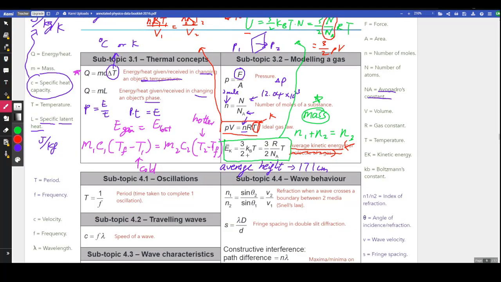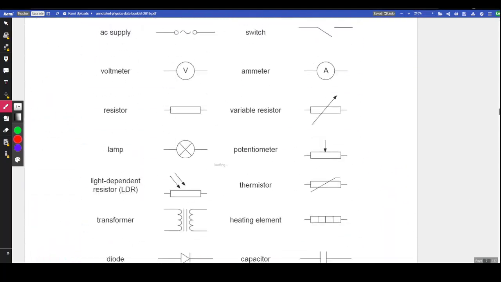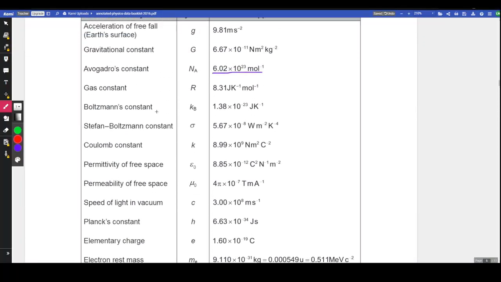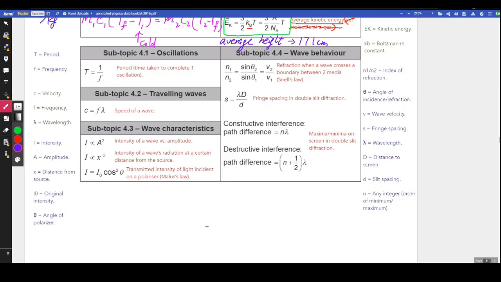And just to remind you that k_B is the Boltzmann constant, which you should be able to find in the earlier page right here. Moving on to topic 4.1, this one is very simple, period equals 1 over frequency. However, the more important equation that you should recall, and I don't know why it doesn't appear here, is the definition of SHM, and that is having acceleration proportional to negative x. This definitely is something you must recall for topic 4.1.